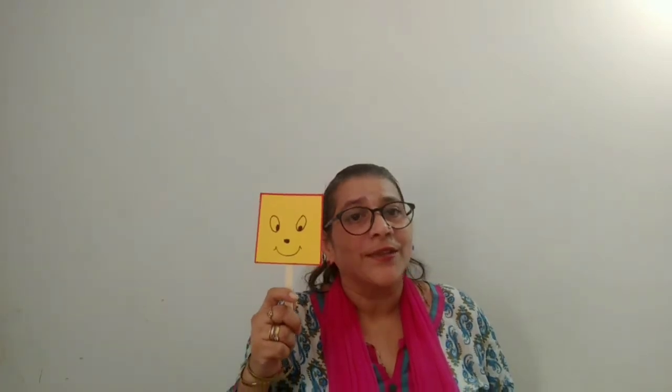Now we are going to learn a new shape, square. See children, this is a square. Say with me, this is a square. So children, now we'll sing a rhyme. Come on, stand up everyone.